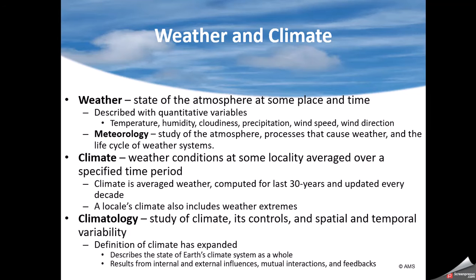So weather is just these variables such as humidity, cloudiness, precipitation, wind speed, wind direction. And meteorology is the study of the atmosphere, processes that cause weather. But one of the things to remember is weather is what is happening right now. So if you walked outside the door right now, you were experiencing weather. What happened 20 minutes ago was weather at that time. What happens an hour from now is a weather forecast. So what you are experiencing at this moment, weather is right now.